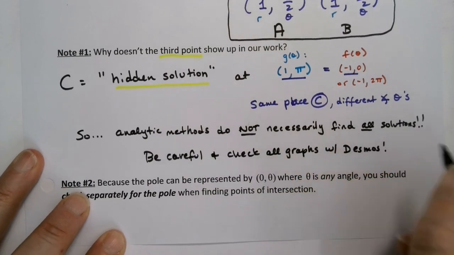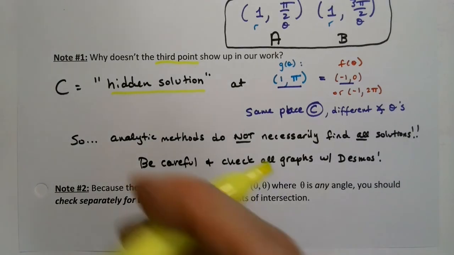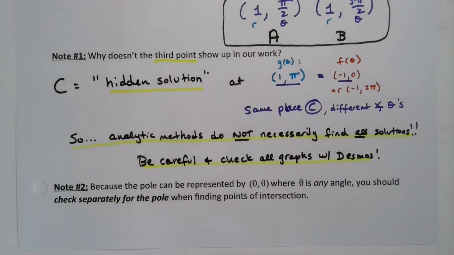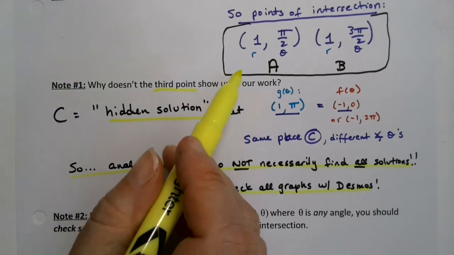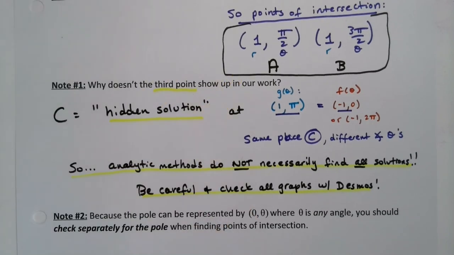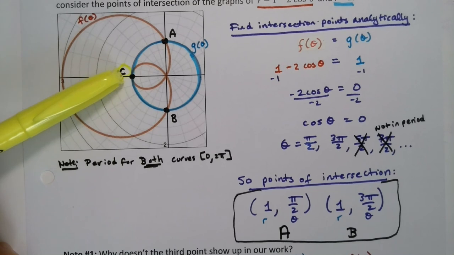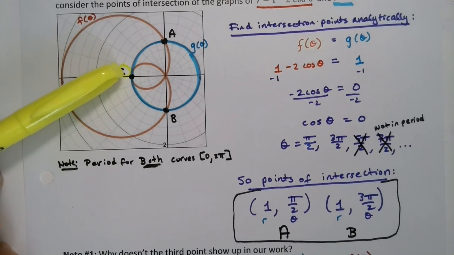Check everything, because if the analytic methods are going to fail you, then you want to make sure that you can check everything with a graph in Desmos. The graph obviously showed another solution at C, but you did not find it with your analytic methods. And there was nothing wrong with your analytic methods. It has to do with the fact that they hit that point over here on this graph at different angle values. So the red curve hits it at a different time than the blue curve, or different angle, I should say.